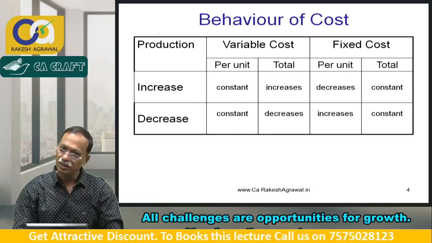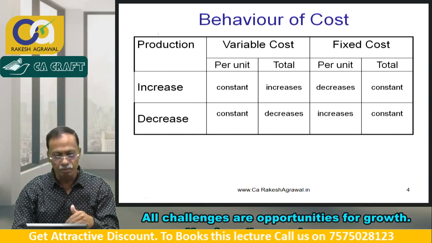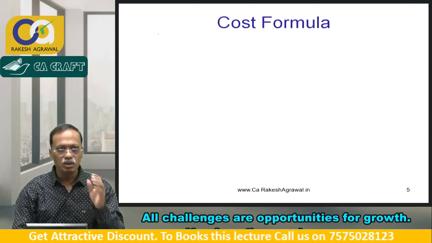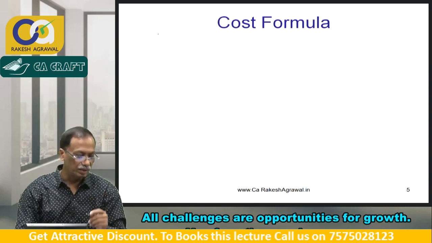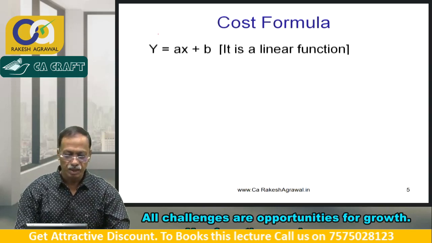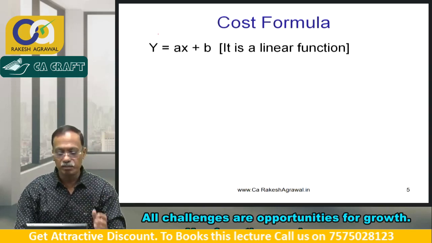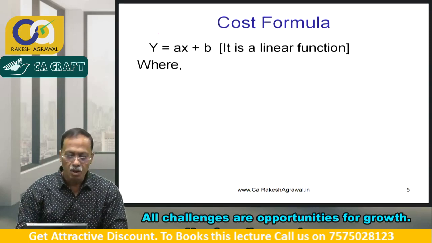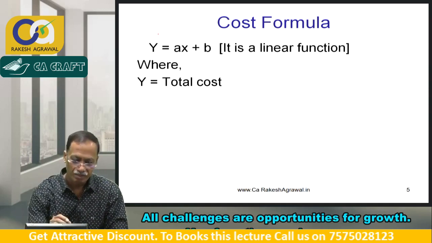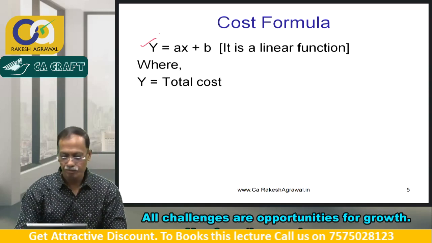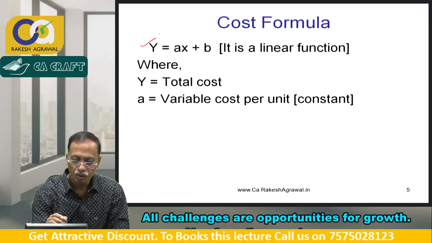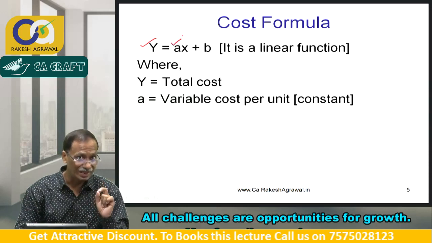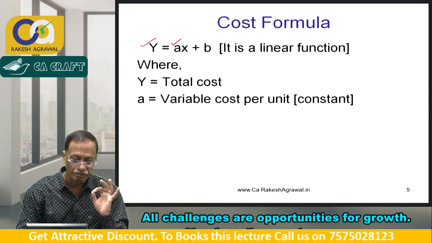You have already discussed it in intermediate. So I am going further now. I'll take you to the basic cost formula or equation, that is the linear equation of cost: y is equal to ax plus b. It's a linear function, a linear equation, where Y stands for total cost. A stands for variable cost per unit, which is constant. Please remember, A stands for variable cost per unit which is constant.